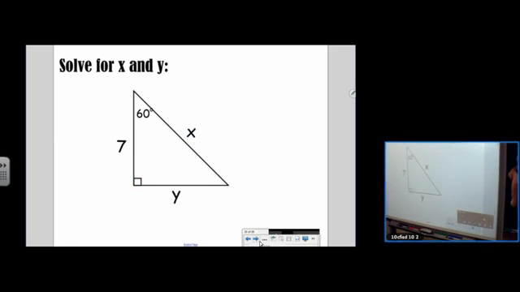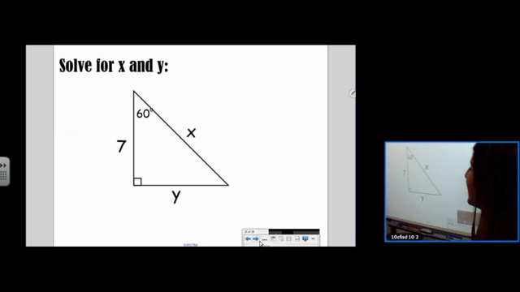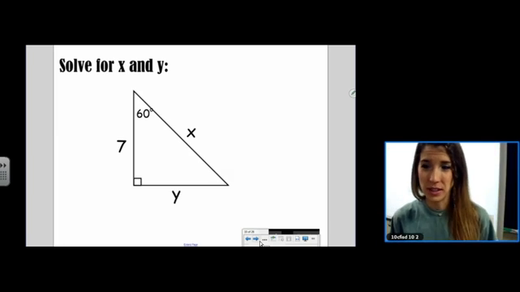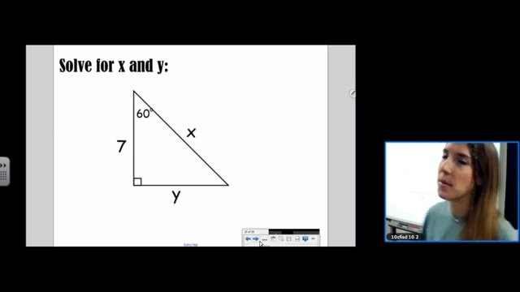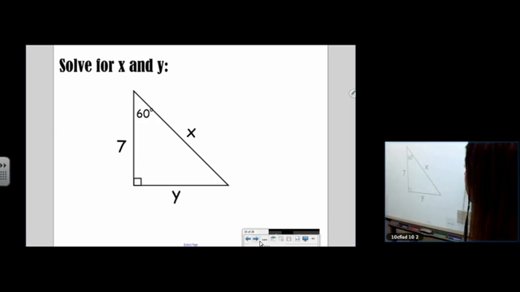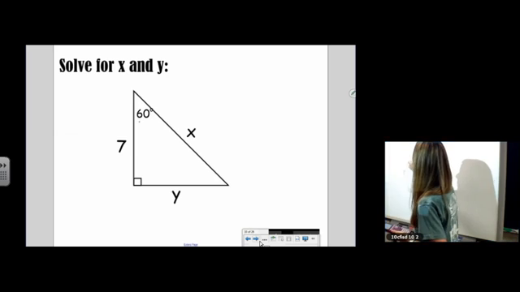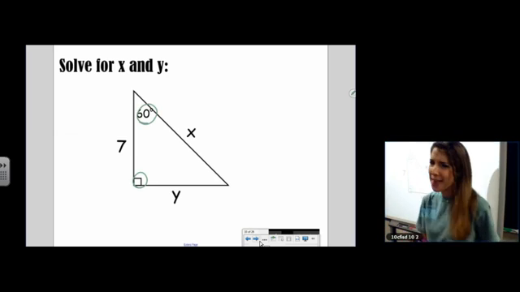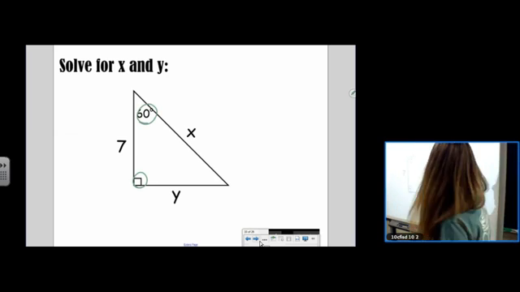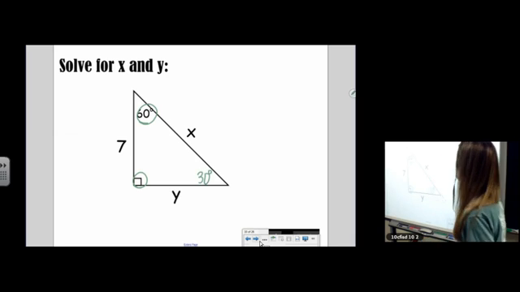Uh-oh, solve for x and y. Well, I can't do Pythagorean theorem if I'm missing 2 sides. So this must not be a Pythagorean theorem problem, right? I do know that if this angle is 60 and this is 90, and I add those up and subtract from 180, this one has to be 30.